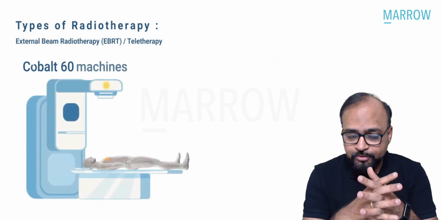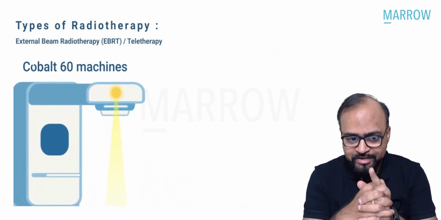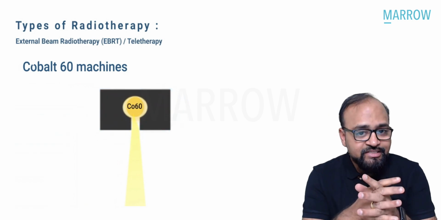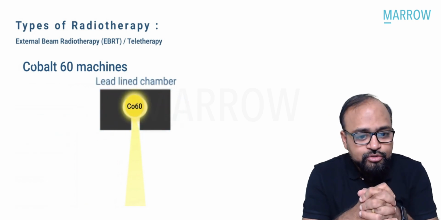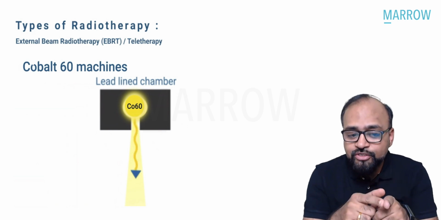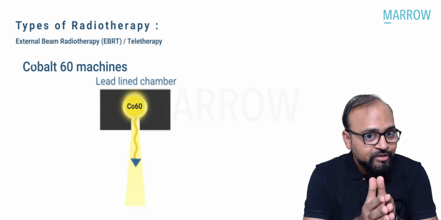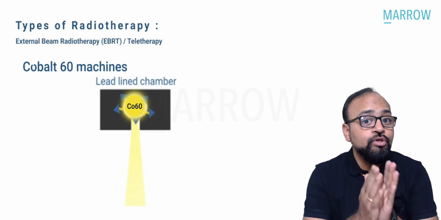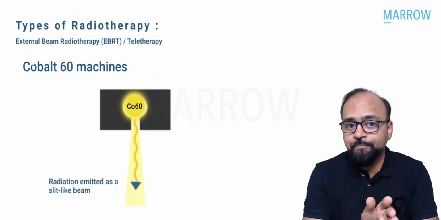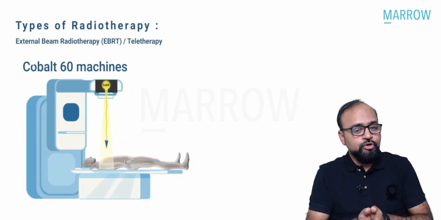So cobalt 60 machines are commonly used. What are cobalt 60 machines? Inside this machine, there is a lead block. Inside this lead block, there is a source of cobalt. There is only a slit-like opening in that lead block. So though this cobalt is going to emit radiation in all directions, the lead is going to block it. The radiation is going to come out only from that slit-like opening, in the form of a slit-like beam. And it is this beam that is going to enter the patient's body.